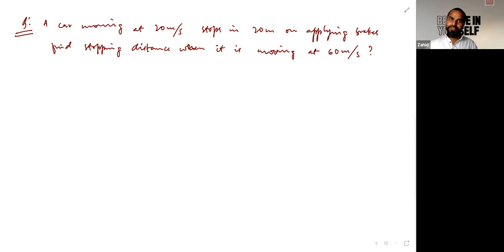A car moving at 20 meters per second stops at 20 meters on applying brakes. Find the stopping distance when it is moving at 60 meters per second. So we have u1, u2 and S1. On putting all those values, try to find S2.